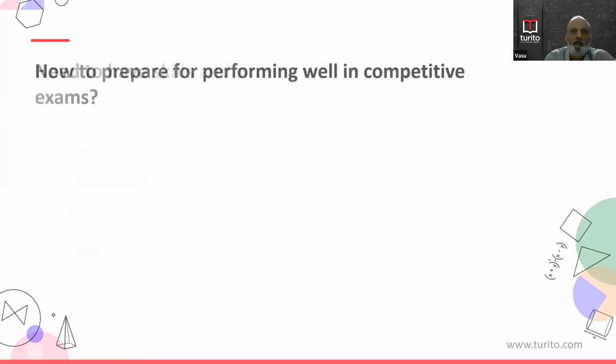Now, moving ahead, how to prepare for performing well in competitive exams. The fast calculations which we learn right from lower grades will be helpful in competitive examinations.